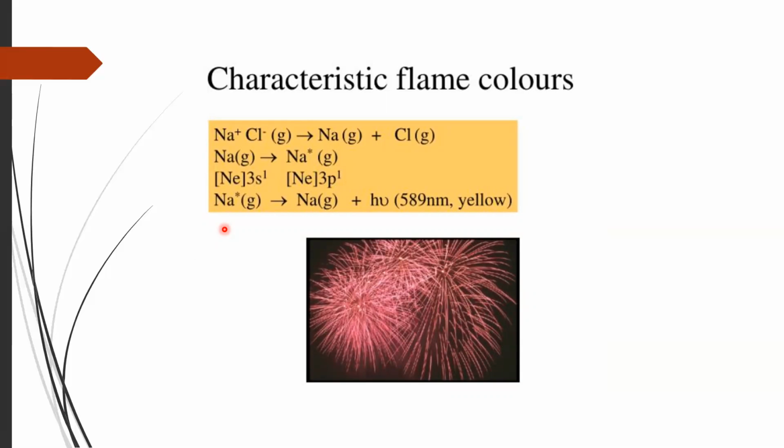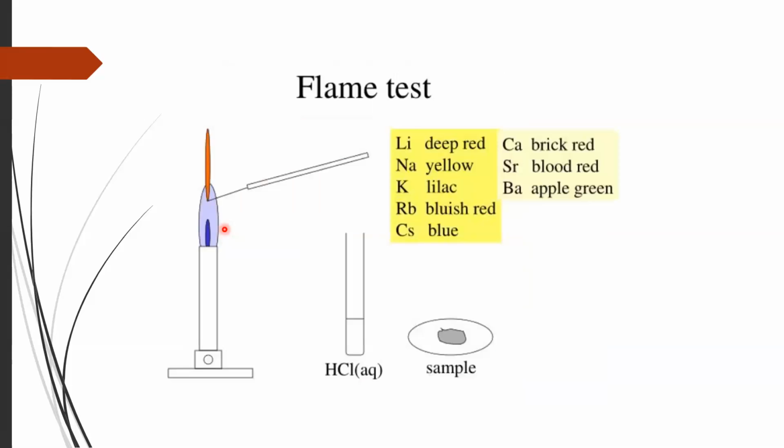Next, when we are talking about the characteristic flame colors, group 1 and group 2 elements give characteristic flame. Here we have taken one example of sodium. Now, why do these give rise to characteristic flame? As they are moving from a lower energy level to a higher one and then getting back from higher to lower, in between they give a color. So here we go for the flame test, and the specific flame color is noted over here for group 1 elements as well as for group 2 elements.